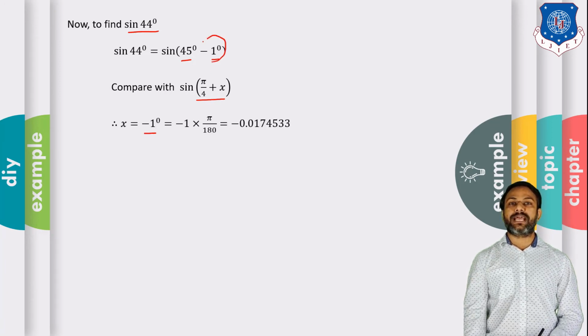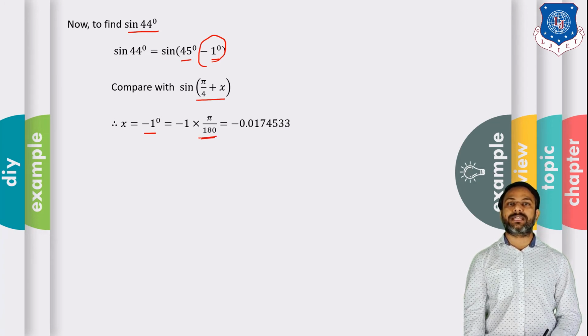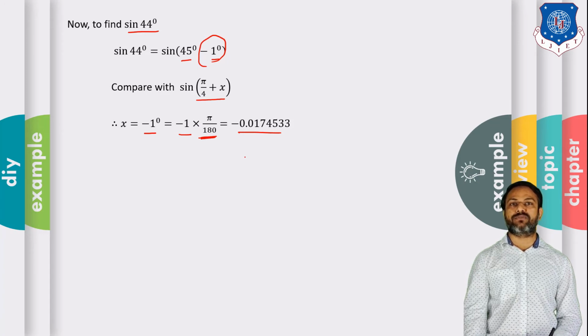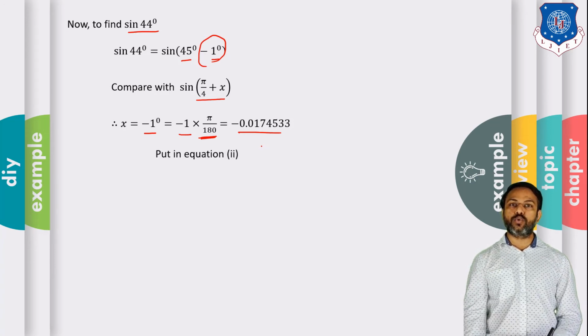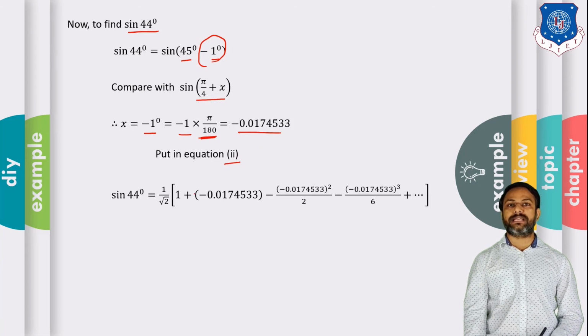Now we have to convert this degree form into radian form. We know that we have to multiply this minus 1 by pi by 180. So we have minus 0.0174533, which we get by using a calculator. Now put the value of x in equation 2. So we have sine 44 degree is equal to 1 by root 2 as it is, and we know the equation number 2. Wherever x appears, we just put the value of x: x, x square and x cube and so on.